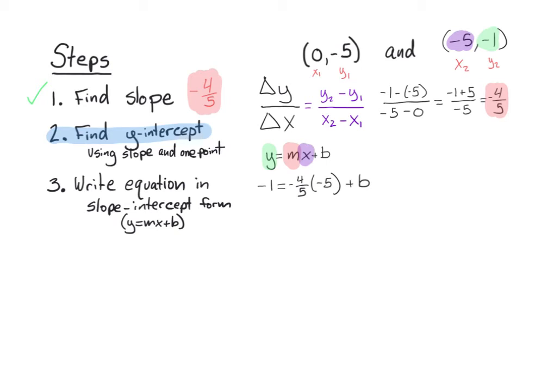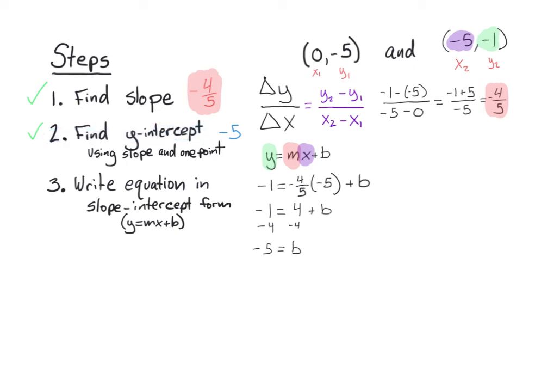Now I follow my order of operations to isolate b. -4/5 times -5 is +4. To isolate b, I need to subtract 4 from both sides of my equal sign, and I get -5 equals b. So our y-intercept is -5. Now, in this particular set of points, we could have already known that because this coordinate says (0, -5). When the x value is 0, that's our y-intercept. But now we've confirmed that algebraically using our other point.